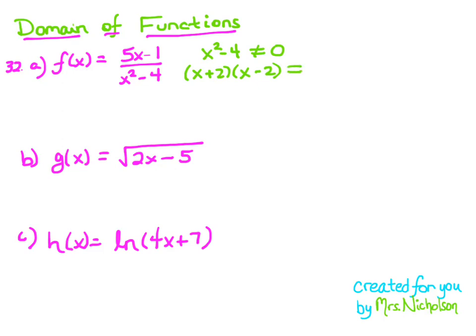X squared minus 4 factors to x plus 2, x minus 2, and that cannot equal 0. So that means that x cannot be equal to negative 2 or positive 2. And so my domain here is going to be all real numbers, x not equal to negative 2 and positive 2.